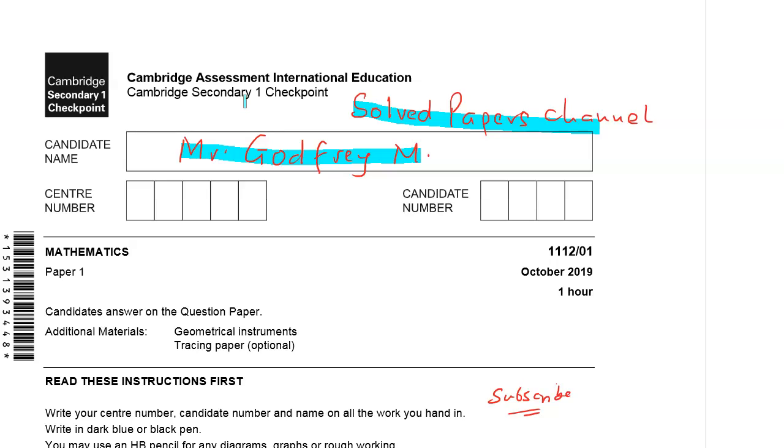In this video, I will be solving a mathematics paper. This is a Cambridge Secondary 1 Checkpoint, Paper 1 of October 2019.